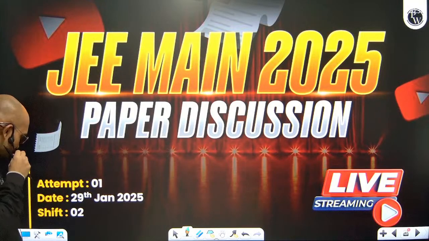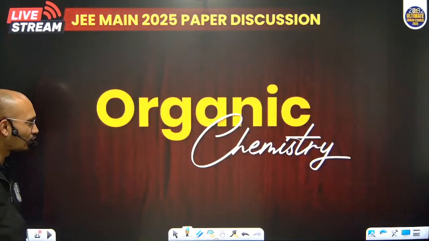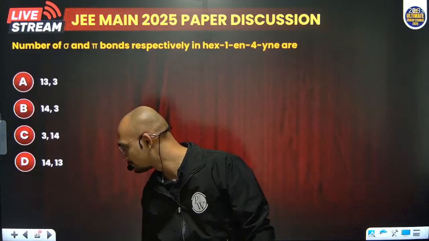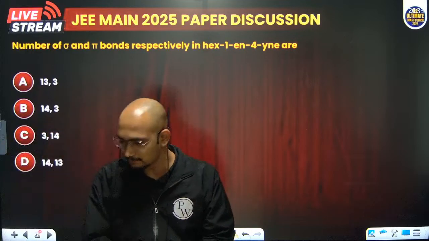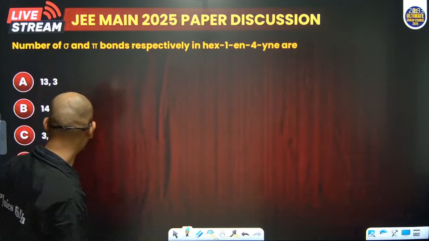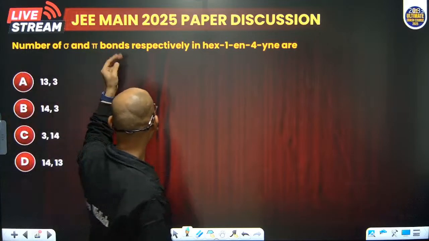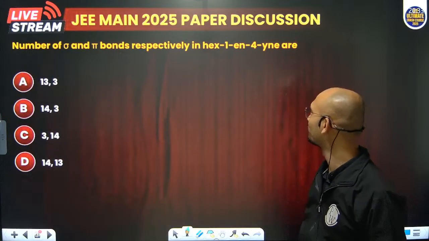Okay, so बच्चा लोग, now we are on the organic chemistry part. We will be discussing organic chemistry. चलो शुरू करते हैं. Someone was telling for organic chemistry. So everyone please answer wherever it is needed. Number of sigma and pi bonds respectively in hex-1-ene-4-yne are.